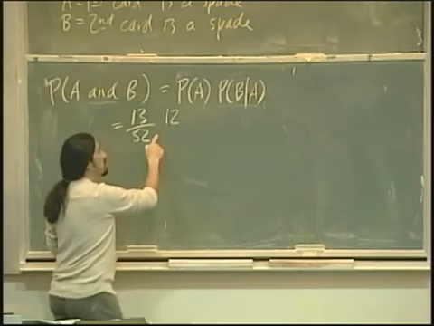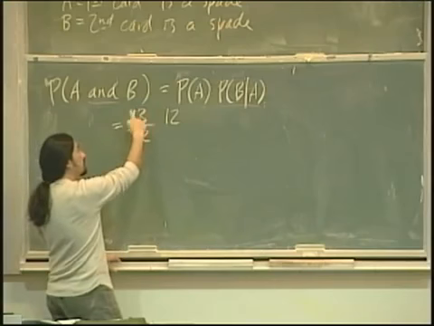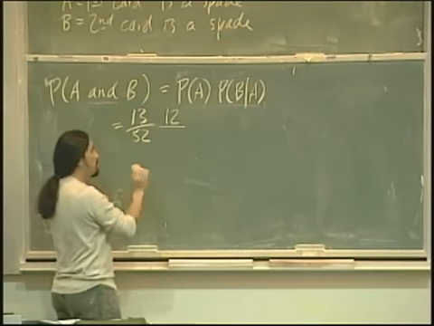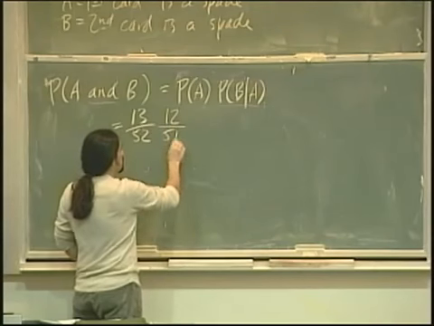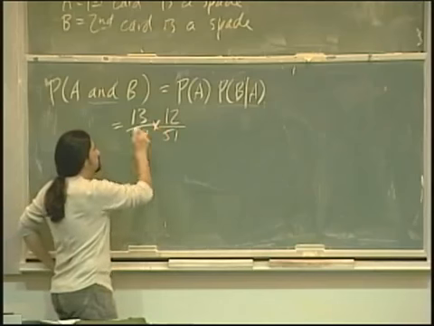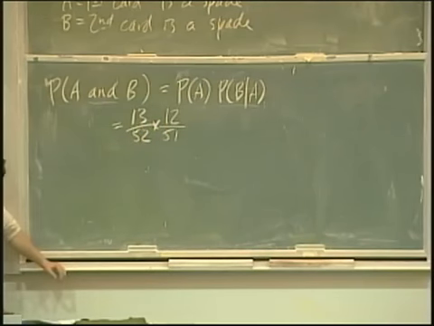Okay? I've taken out one of the spades, so there are 12 spades left. Right? Originally, there are 13 spades out of a total of 52 cards. Now I've taken a spade out. I know the first one is a spade. And so there are 12 spades left out of a total of 51 cards. Okay? And that's multiplication. 13 out of 52 times 12 out of 51.